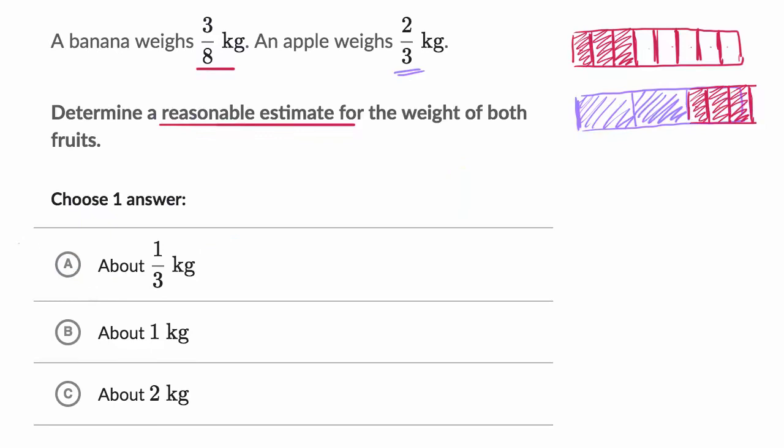So it's definitely not just about 1/3 of a kilogram. 1/3 of a kilogram would be just one of these 3 equal sections. We're way more than that, so we rule that out. About 1 kilogram, that's what we saw. When we take the 2/3 and add to that 3/8, it looks like, and once again, we're estimating, we don't know exactly, we're a little bit over a kilogram. So I like this choice.